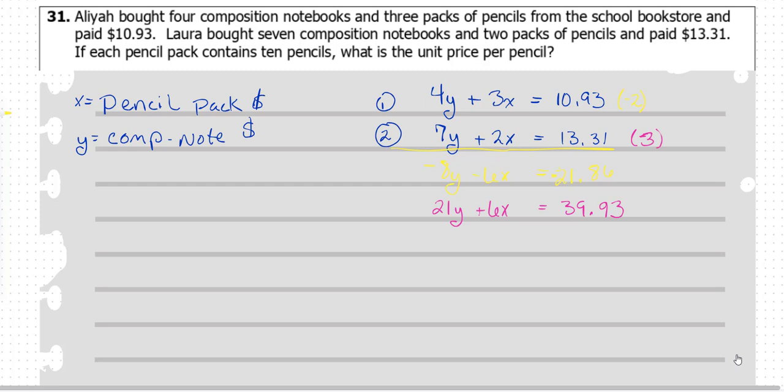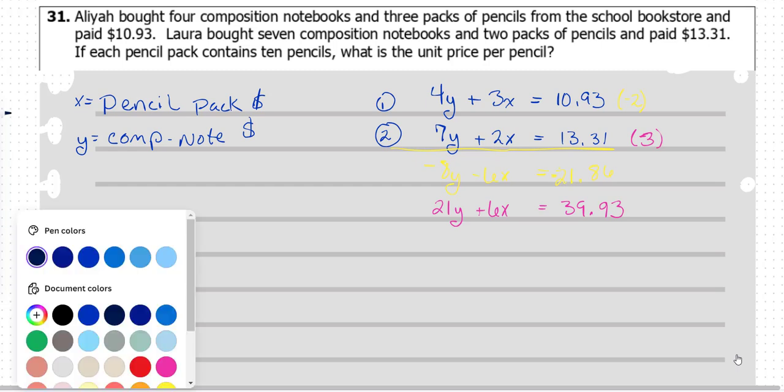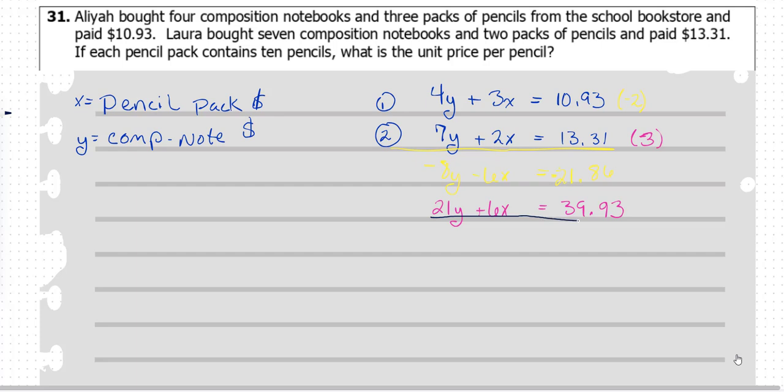So when I combine those, what I end up with is my x's canceling out, and I have 13y is equal to $18.07. So when I divide both sides by 13, I find out that y is equal to $1.39.